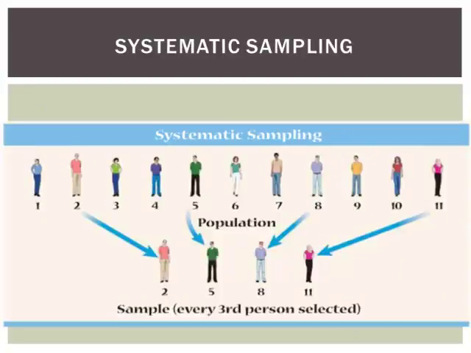A systematic sample is obtained by selecting every kth individual from a population. So here we're doing every third person. We start with 2, and then we go 1, 2, 3, pick 5, 1, 2, 3, pick 8, 1, 2, 3, pick 11. So it's systematic sampling.